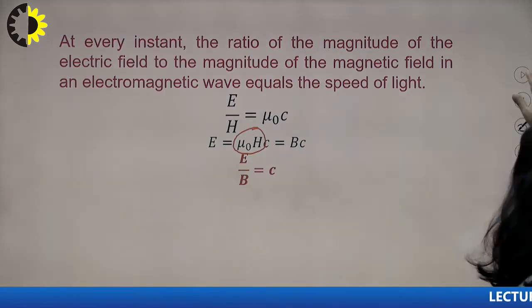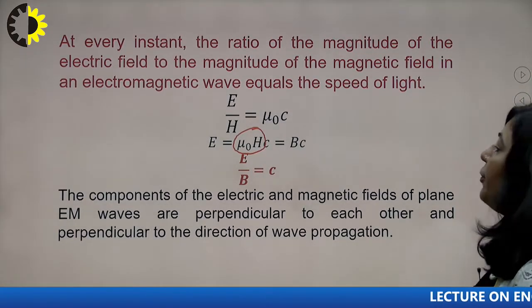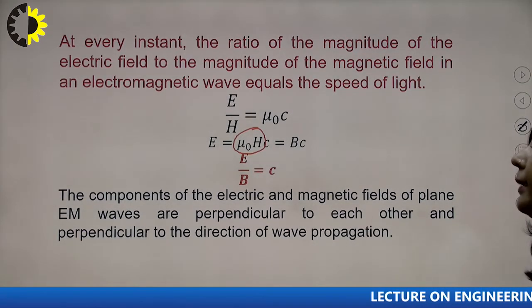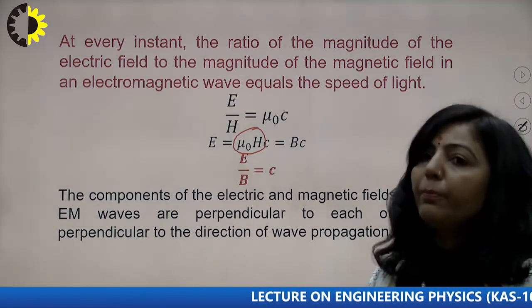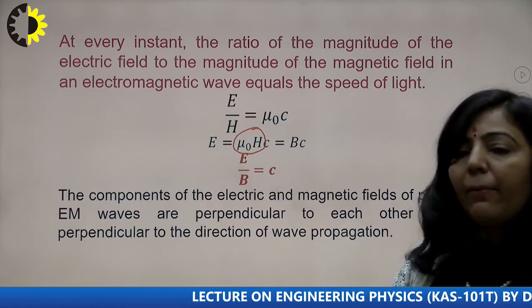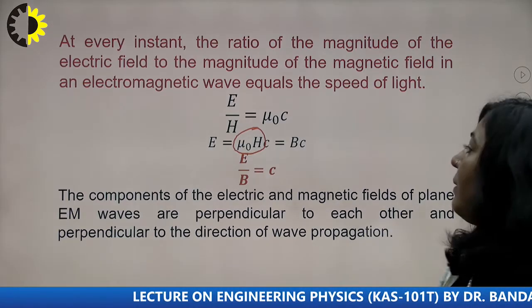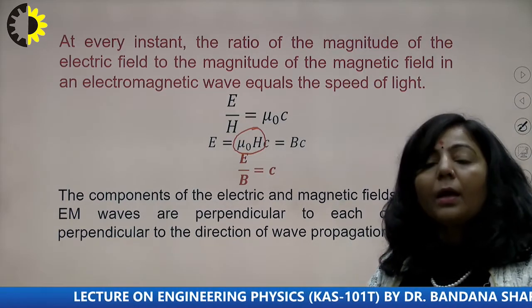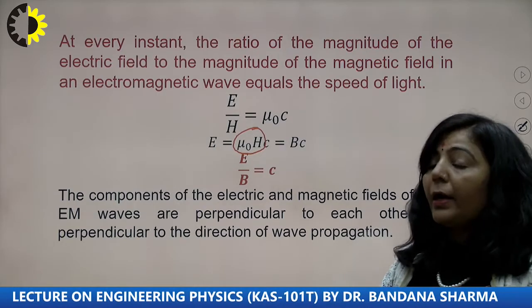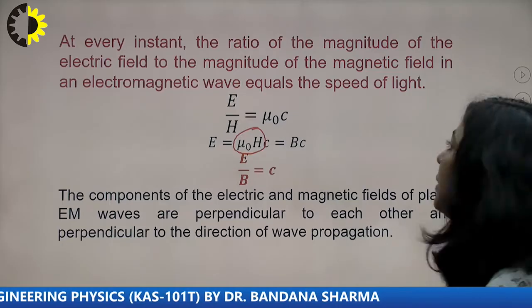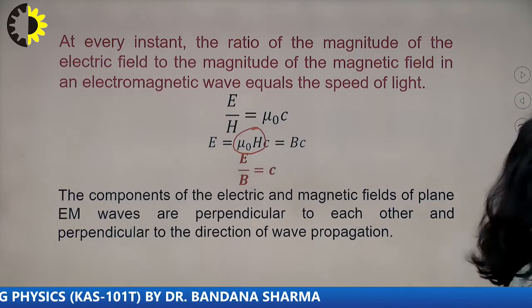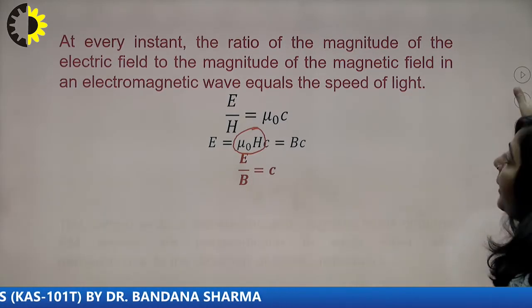So this is the relationship between E and H. The components of the electric and magnetic field of a plane electromagnetic wave are perpendicular to each other, and they are perpendicular to the direction of wave propagation. This we have already derived. We have proved that the electric field is perpendicular to K, the magnetic field is perpendicular to K, and in addition, E and H are both perpendicular to each other, right? That's all about the relationship between E and H.